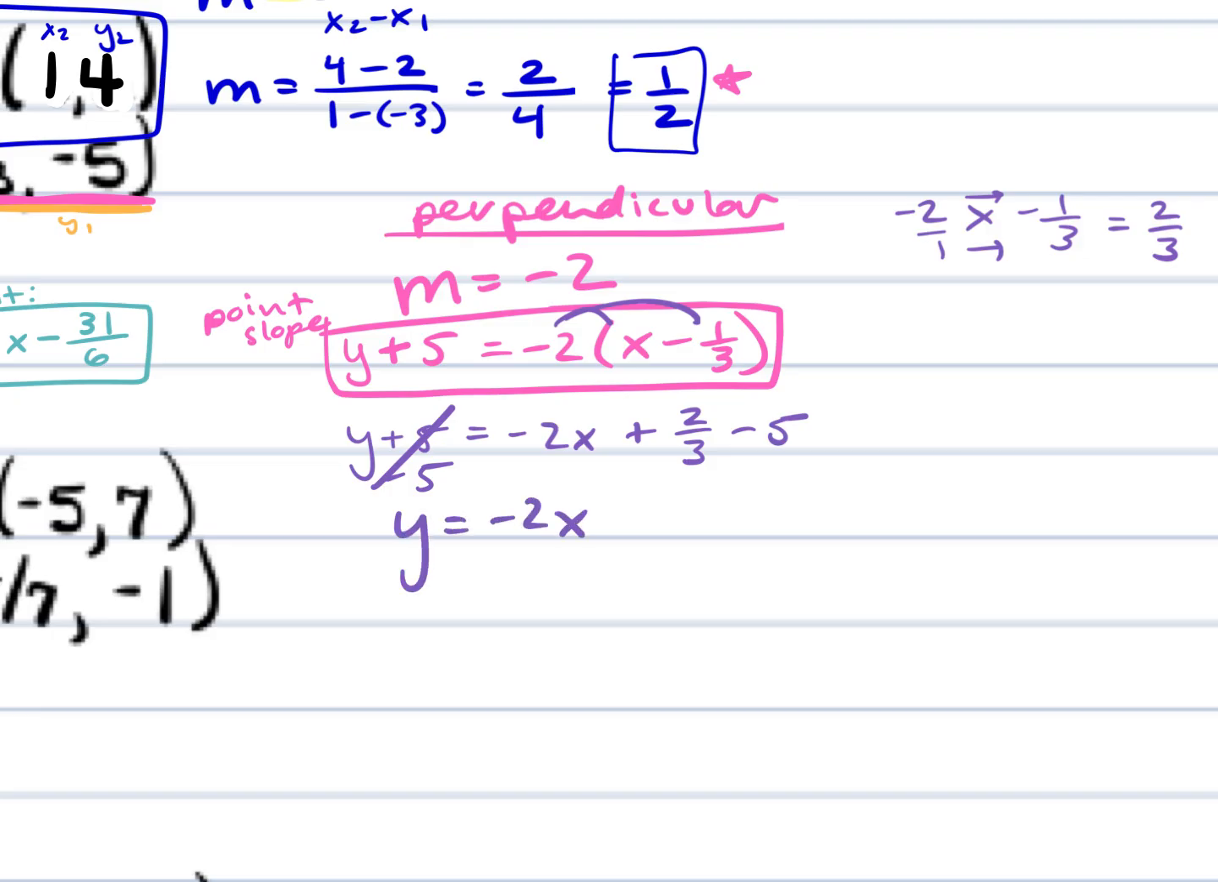What do we need when we add with fractions? Common denominator. I'll make it 5 over 1, but then we need to multiply the top and the bottom by 3, so we get 15 over 3. So 2 minus 15 would be negative 13 over 3. So that would be our answer. So this is slope-intercept form.